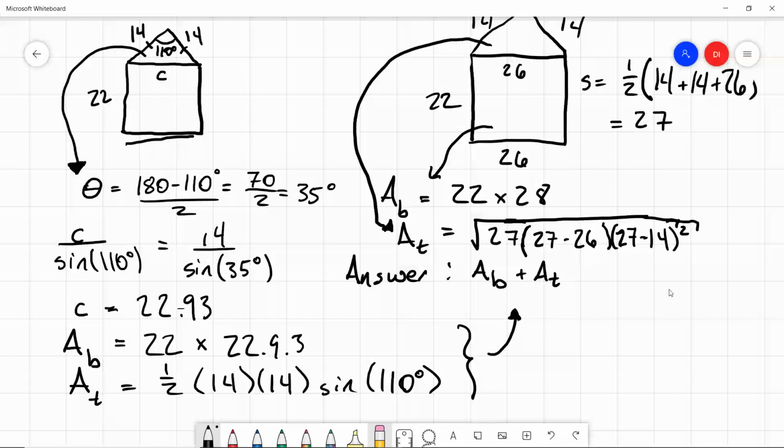Any questions about this? They're the same type of problem. You just get different initial data, if you will. In one, you get all the sides. In the other, you get 3 sides and 1 angle.